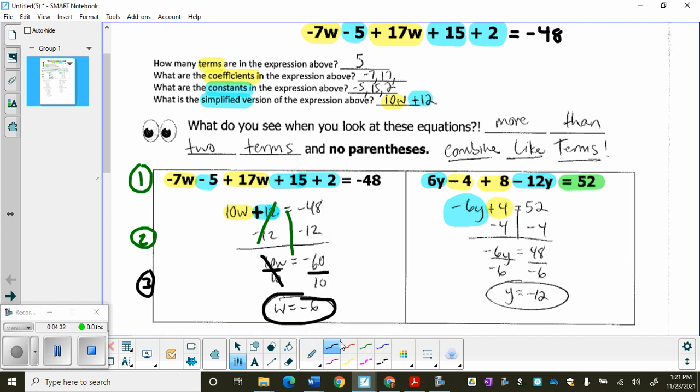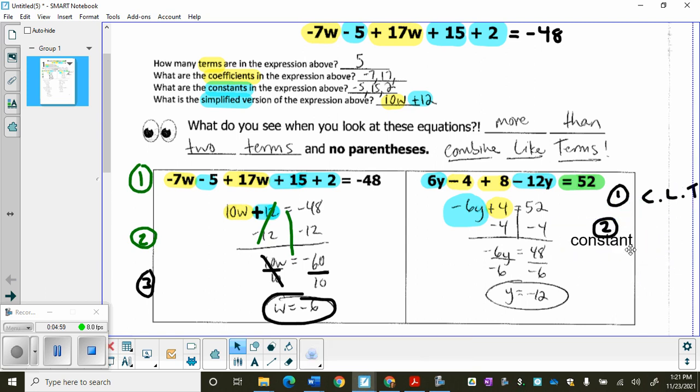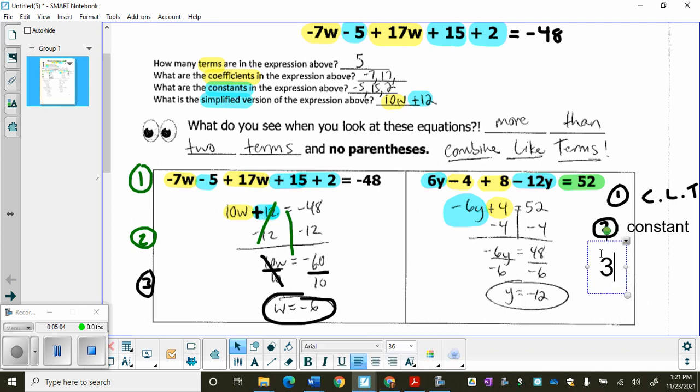The first step we took care of up here, we just did that. We combined like terms. That first step, we combined like terms. All right, now we have a constant, so we're going to get rid of the constant. So for the second step, we're going to deal with the constant, and I'm just going to type that in over here. Constant. All right, and the next step after that is going to be to get rid of the coefficient. So we took care of the constant, and then our third step will be the coefficient.